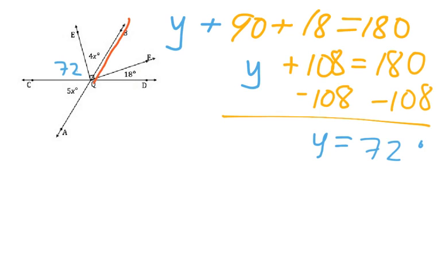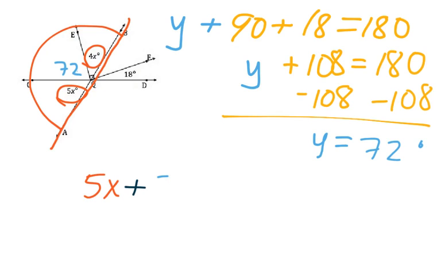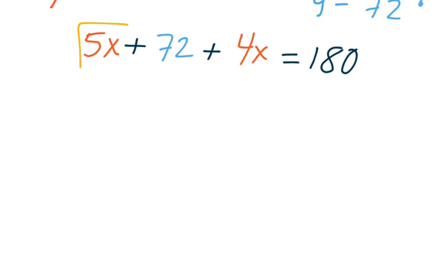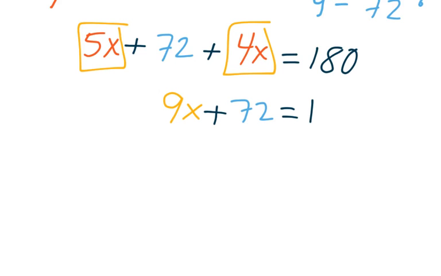I notice that I have a straight line, and that straight line includes both the 72 that I just found and also the two angles that I'm really interested in because they have x's. So I'm going to write an equation for this. 5x plus 72, where I just found that in the part before, plus 4x, and all of that together, because that forms a straight line, will be equal to 180 degrees. I'll combine like terms. Both of these are x terms, so now I have 9x plus 72 equal to 180.